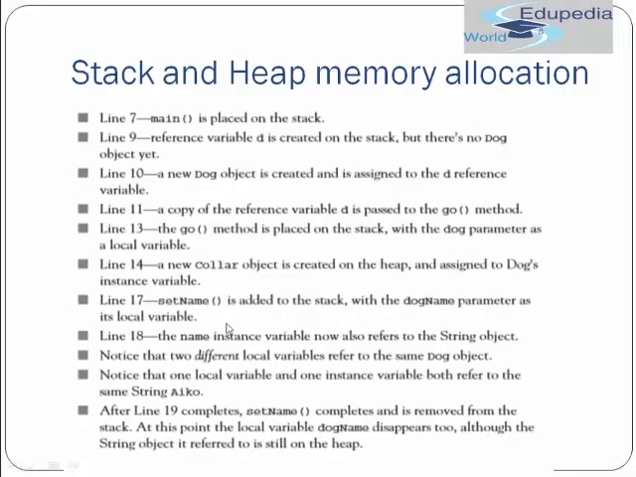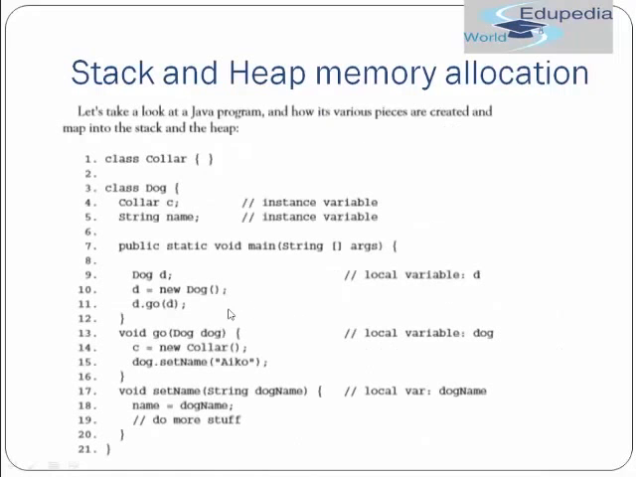Fine. And then it is also saying that it is assigned to the dog instance variable. So how are we doing that? When we do C is equal to new caller, since C is attached with the dog object and it's an instance variable, it will be automatically assigned to dog.